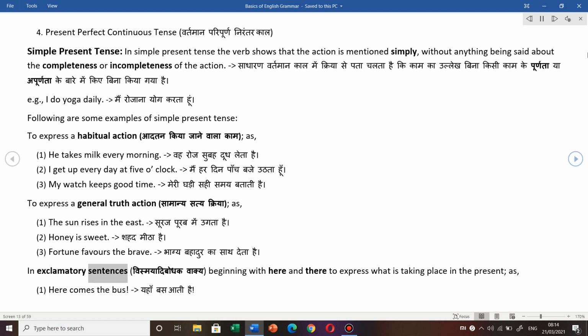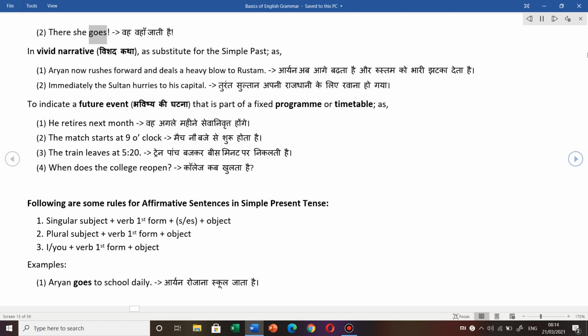In exclamatory sentences, beginning with here and there, to express what is taking place in the present, as here comes the bus. There she goes. In vivid narrative, as substitute for the simple past, as Aryan now rushes forward and deals a heavy blow to Rustam. Immediately the Sultan hurries to his capital.